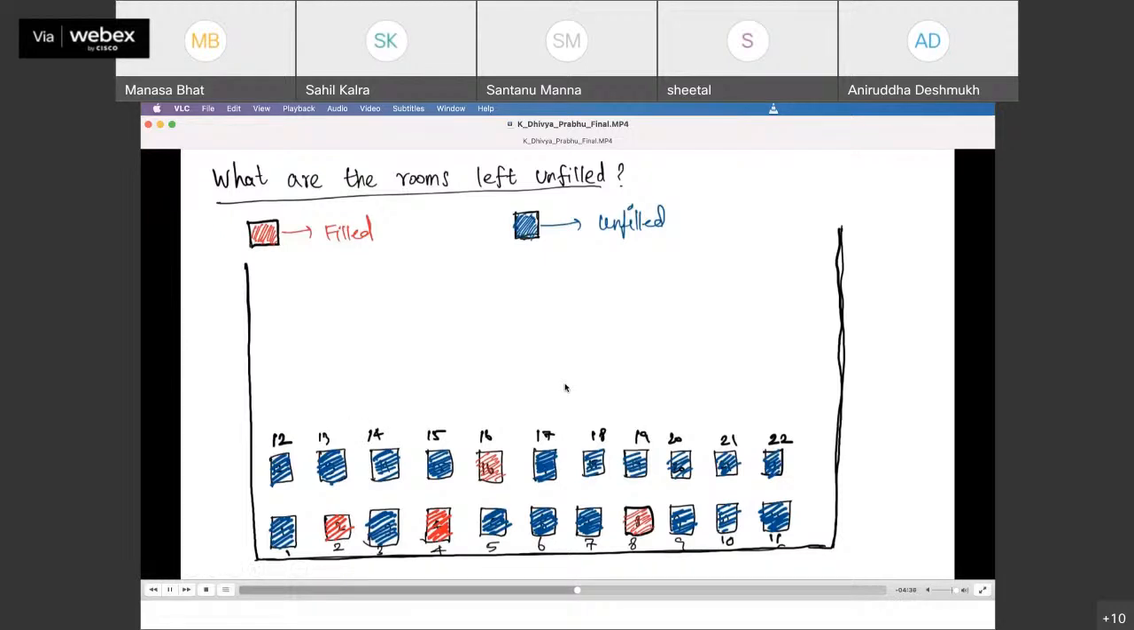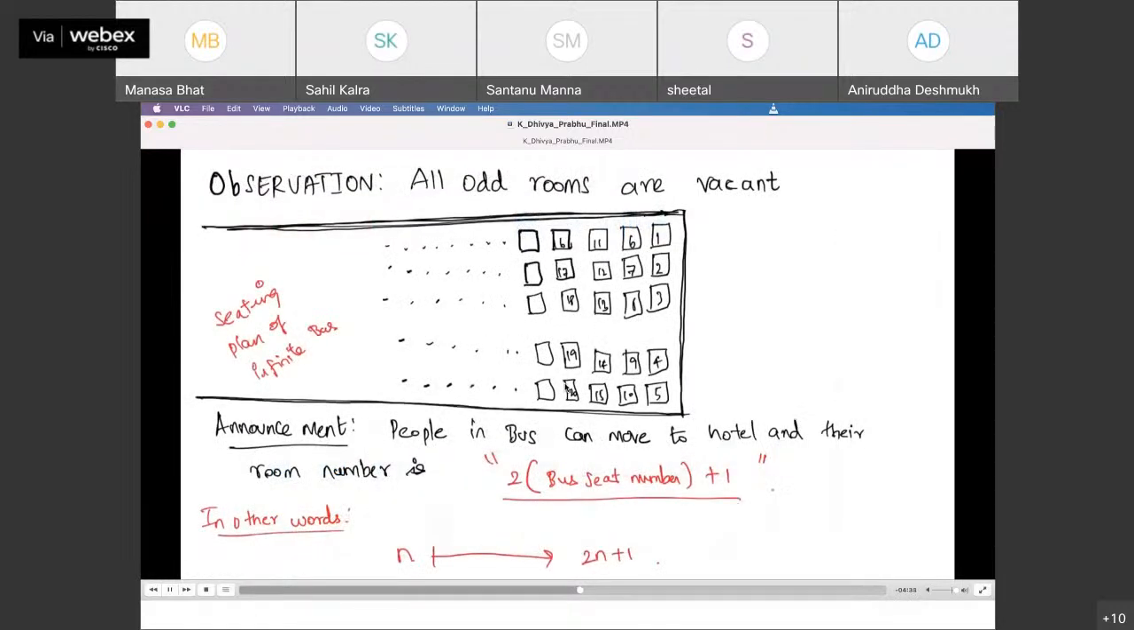So now what will he do? He has to make one more announcement to the people in the infinite bus. He says that you have to go to the room number defined in this fashion. People sitting in the first seat have to go to 2 into 1 plus 1, that is the third room. In that way, this is the pattern: people sitting in the bus have to go to room 2 into their seat number plus 1. So this is the general pattern. People sitting in the nth seat have to move to room 2n plus 1.